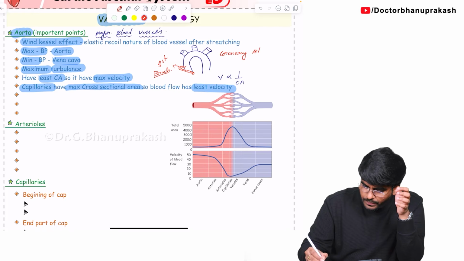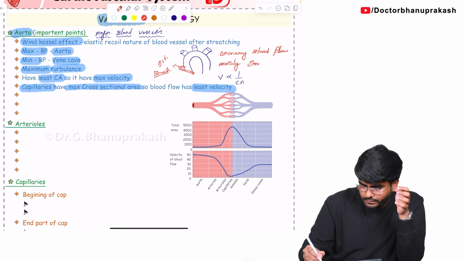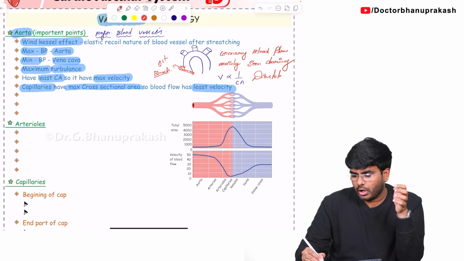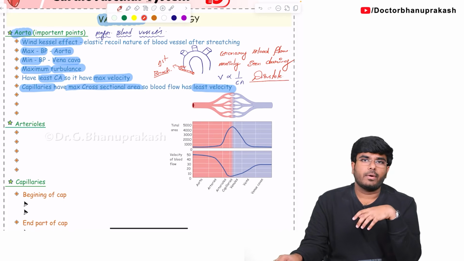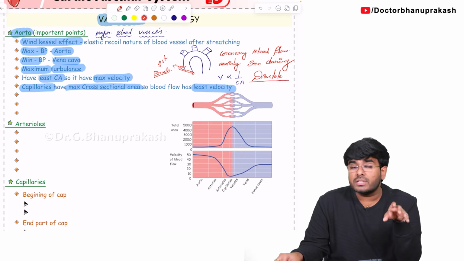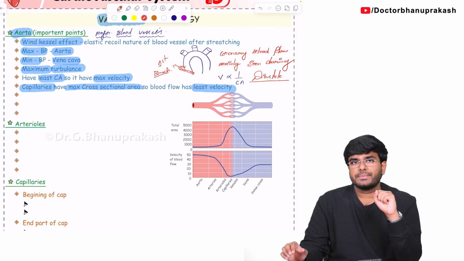Okay, so let me write it here. Coronary blood flow mainly seen during diastole. Okay, not during the systole but during the diastole. You might be thinking, what is the reason? Okay, why is the blood going into the coronaries during the diastolic phase?